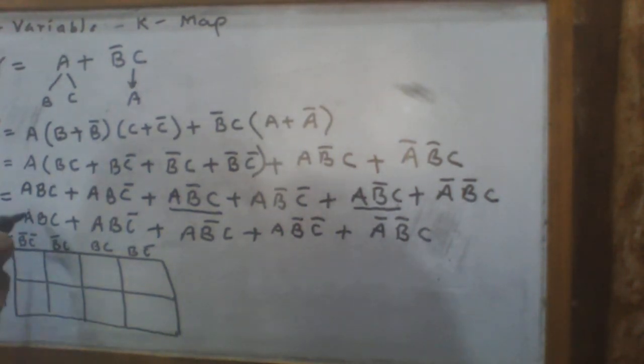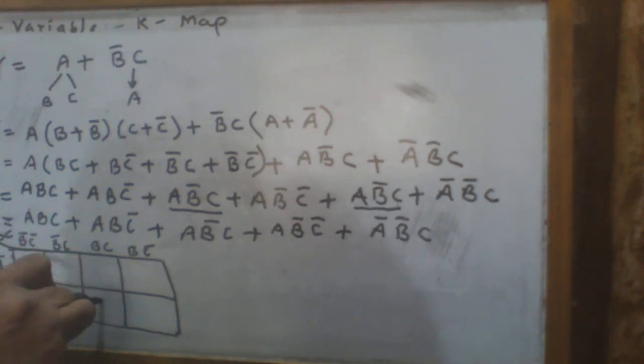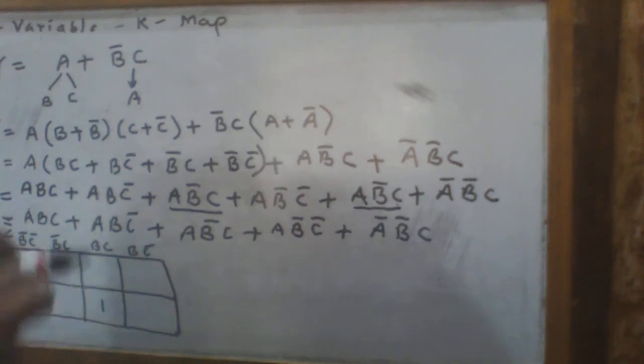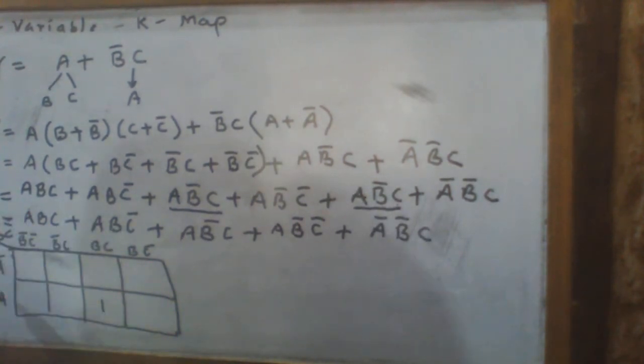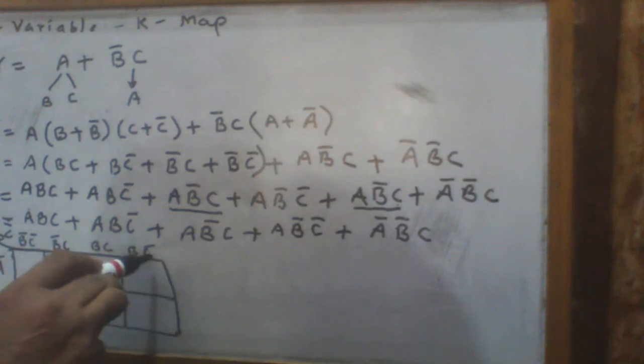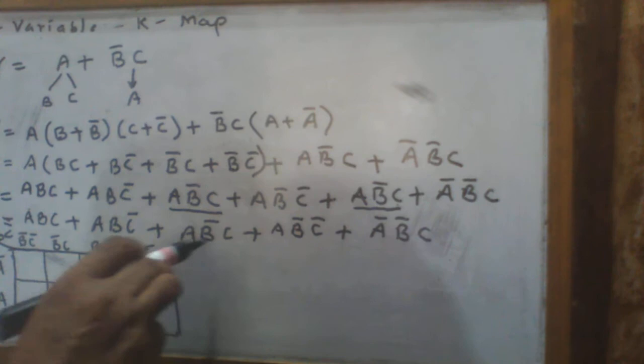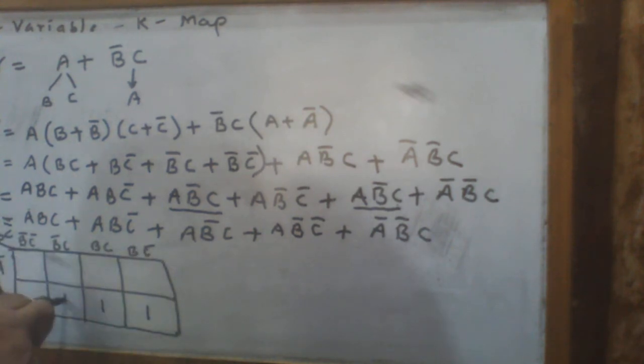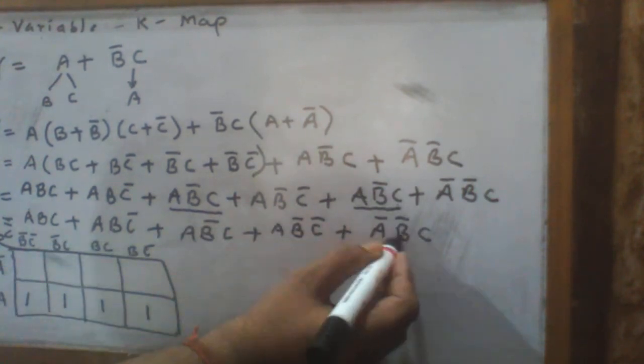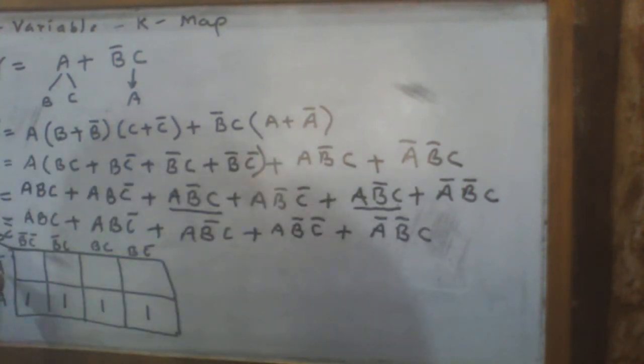Now the first term is ABC, therefore I will write one over here. Then the second is ABC bar, I will write one over here. Here it is A B bar C, I will write here. A and B bar C, I will write here. A B bar C bar, I will write one over here. And A bar B bar C, I will write one over here.